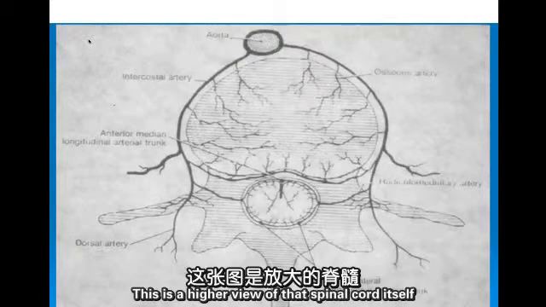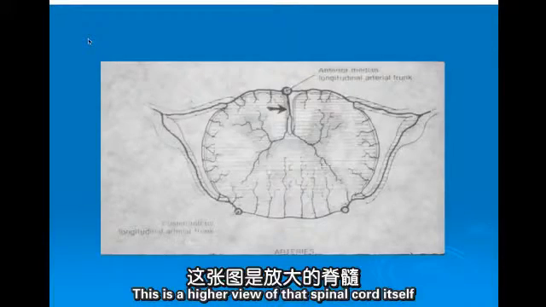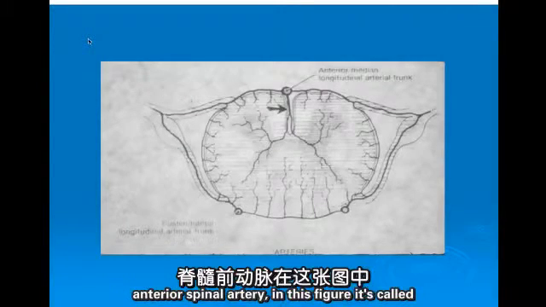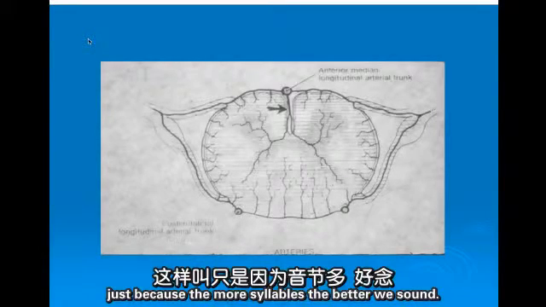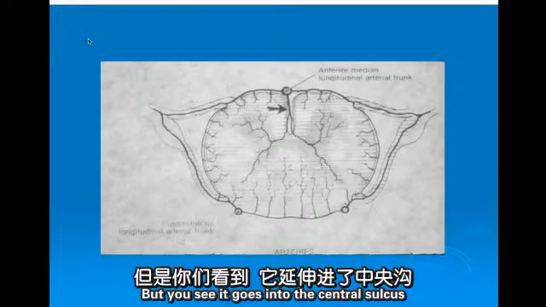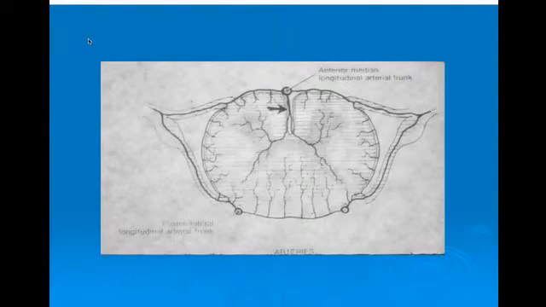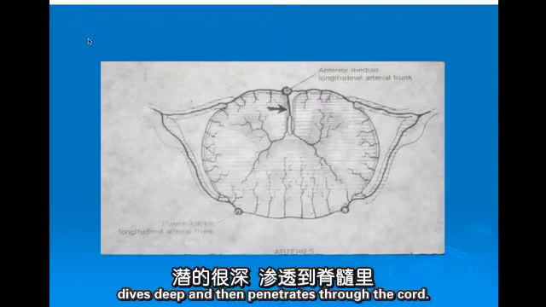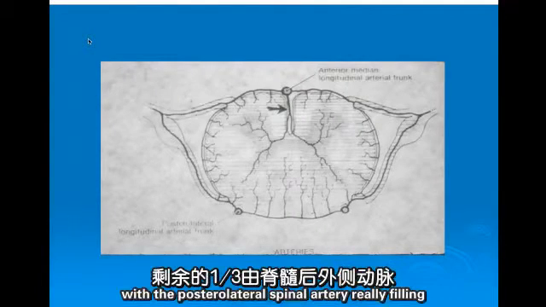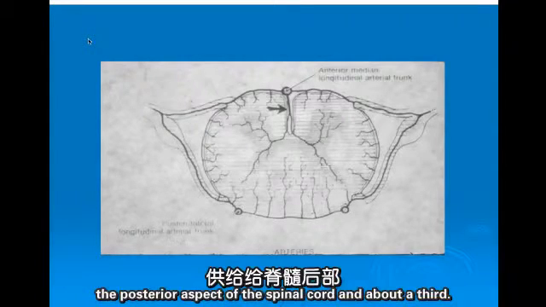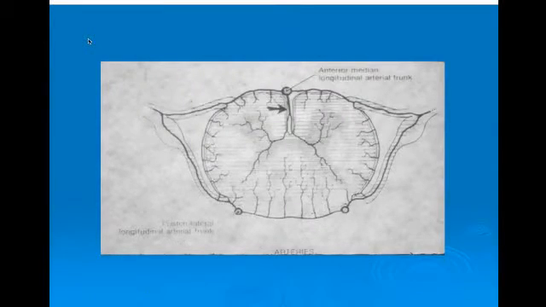This is a higher view of the spinal cord itself, and the anterior spinal artery. In this figure, it's called the anterior median longitudinal arterial trunk, just because the more syllables, the better we sound. But you see it goes into the central sulcus, dives deep, and then penetrates through the cord. And that is why it supplies so much of the cord, 2/3 of the cord, with the posterolateral spinal artery really filling the posterior aspect of the spinal cord, and about 1/3.